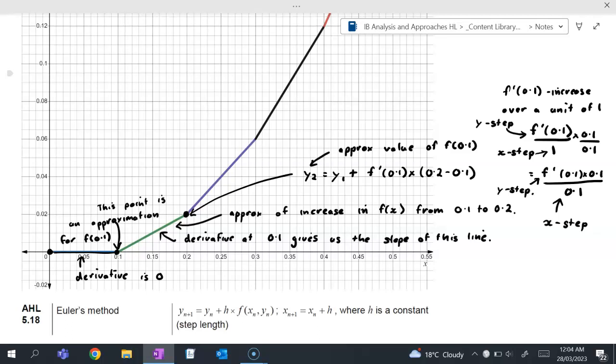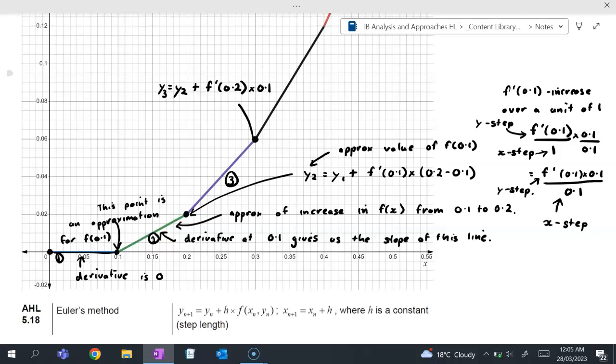So that's y2. Now a similar thing would happen to get y3 after 3 steps. So first step, second step, now third step. So y3 would then be y2, my approximation for the function value at point 2, plus the new derivative. It will be the value of the derivative at point 2 because we're now using that to approximate the increase between point 2 and point 3. And again, I multiply it by my x step, which is 0.1.